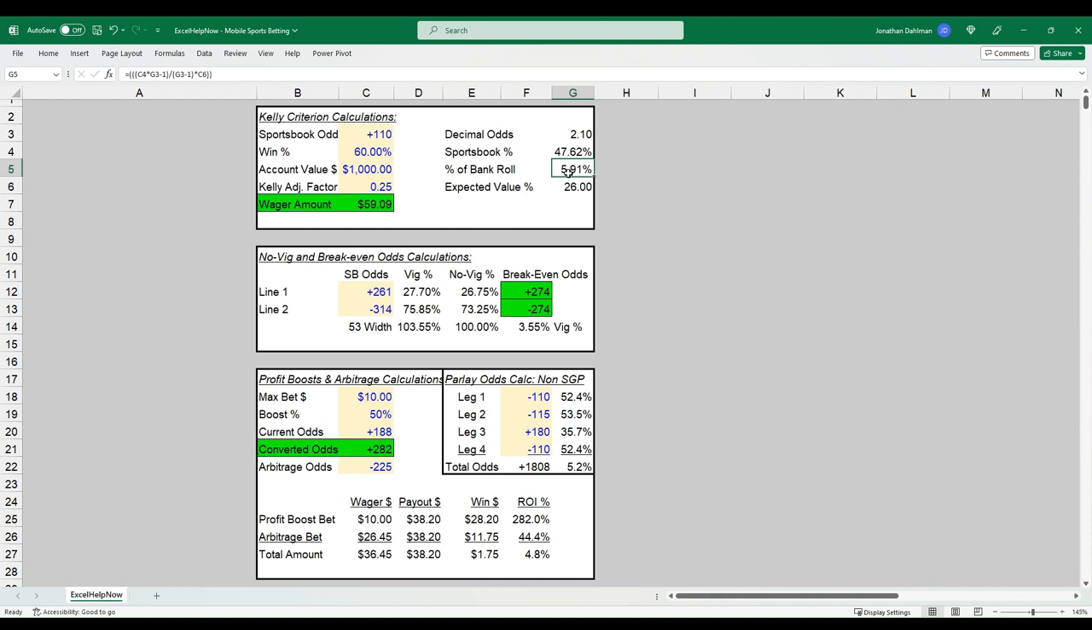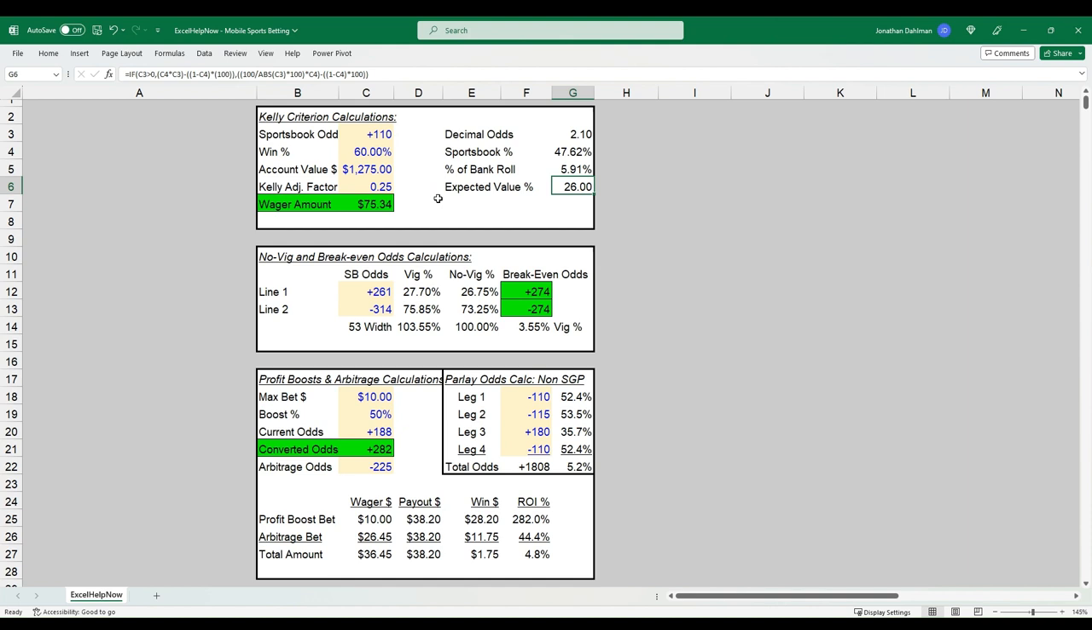So that's just nice to know, like, what is this 59? You know, with 1,000, it's easy because it's 5.9. But if we have a different amount, then it's nice to know exactly how much the 75.34 represents of our account value. Then I have the expected value percent in there. So that's a lot of good information.